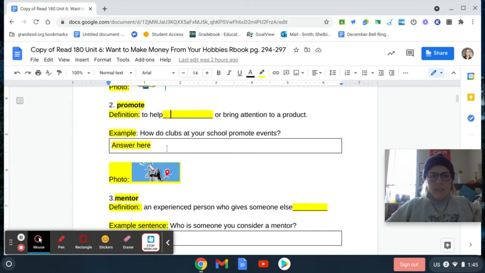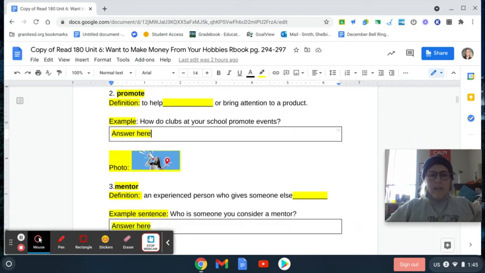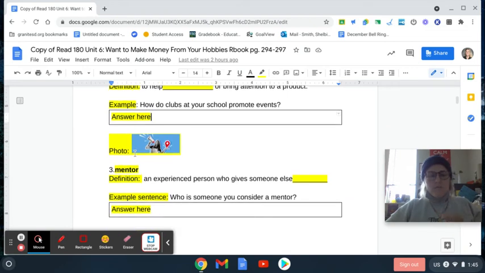And the example says, how do clubs at your school promote events? Well, if you're walking around the school, you might see posters for events. People get on the announcements and they promote school events by saying, hey, come to this club or come to this dance. And then my picture is a girl who has a big microphone and she's promoting, she's yelling something.